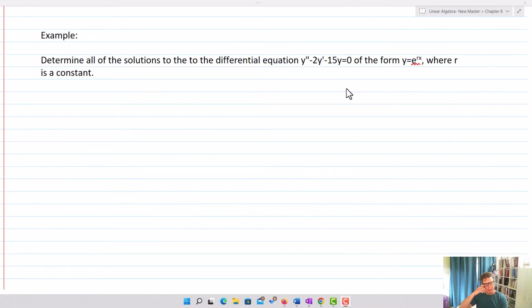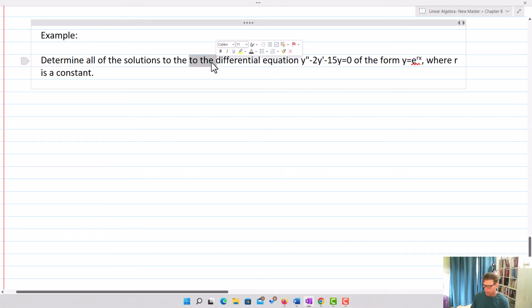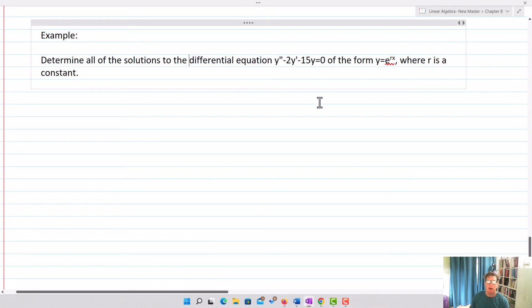All right, so let's take a look at an example. Let's suppose that we want to determine all of the solutions to the differential equation y double prime minus 2y prime minus 15y equals 0 of the form y equals e to the rx, where r is a constant. So this is actually going to become something that's very handy for us inside of our next section, where we start finding the solutions to homogeneous differential equations with constant coefficients. They're going to all look like this.